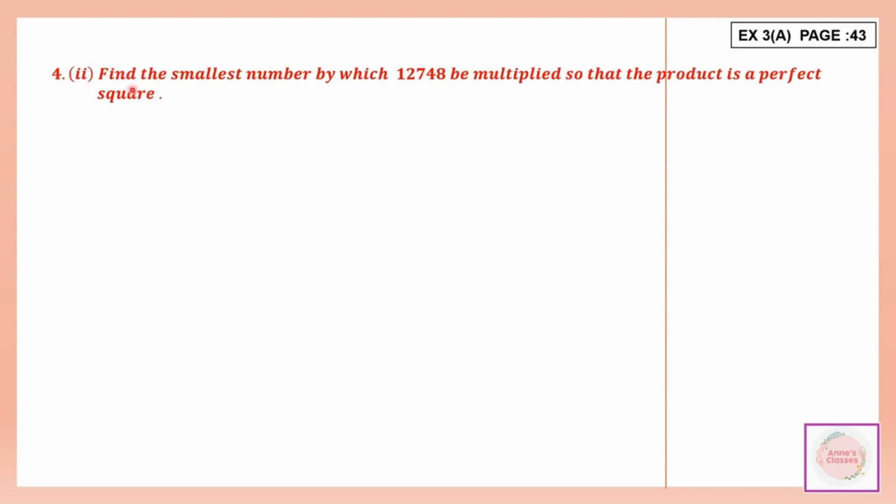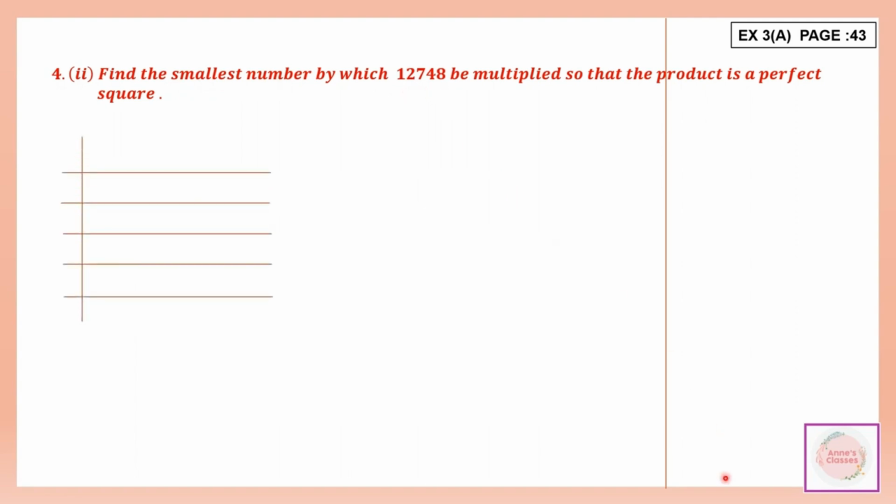Question 4, the second one. Find the smallest number by which 12,748 should be multiplied so that the product is a perfect square. That means again this is not a perfect square, but it has to be multiplied with another number so that it can become a perfect square. So we have to look for the smallest number by which this should be multiplied. So let's find the prime factors first.